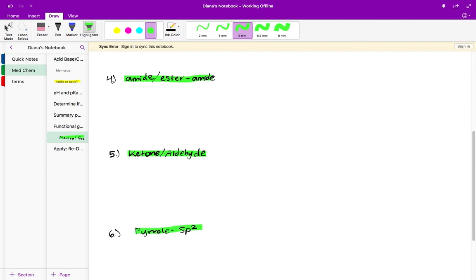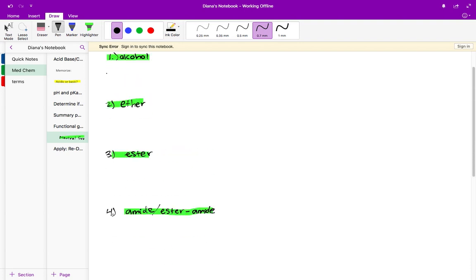And with pyrrole, we're going to really dive into the difference between pyrrole and pyridine. Because if you remember from the last video, we had pyridines, and pyridines are basic. Pyrroles are neutral. They look very similar and they're often confused. So make sure that you really pay attention to that last one when we get there.